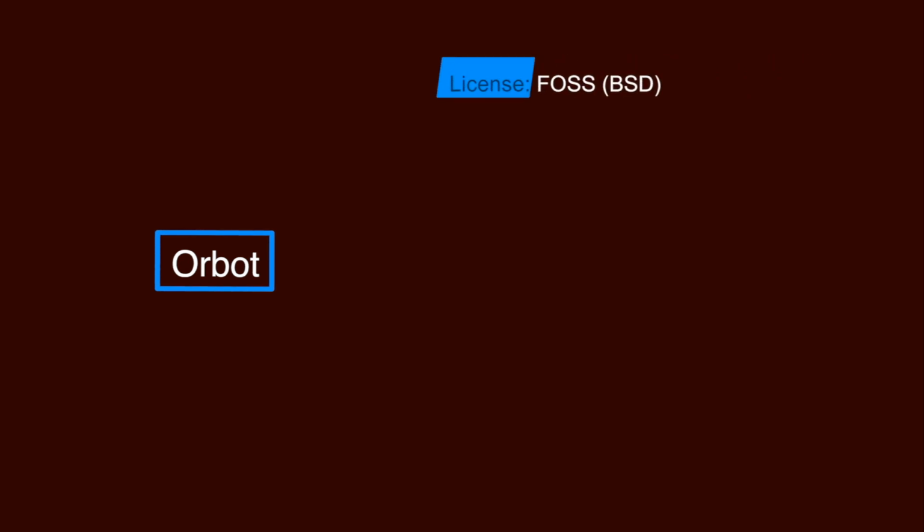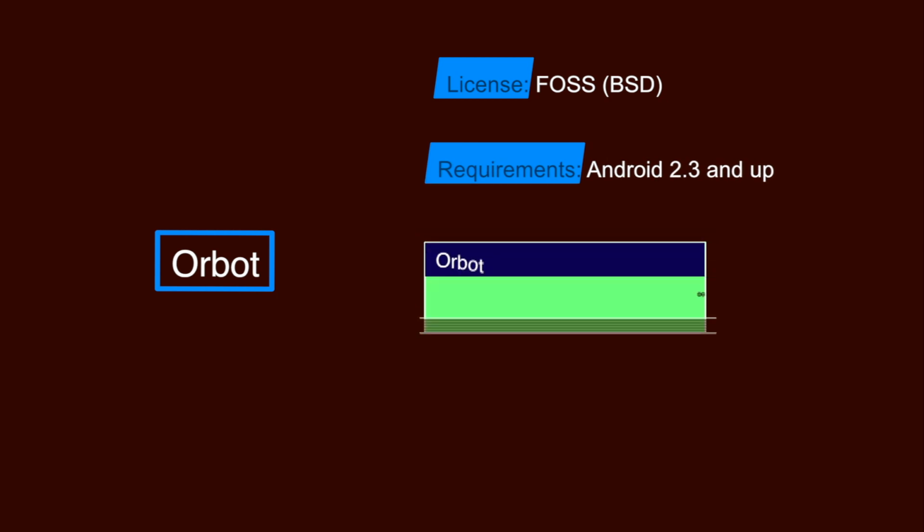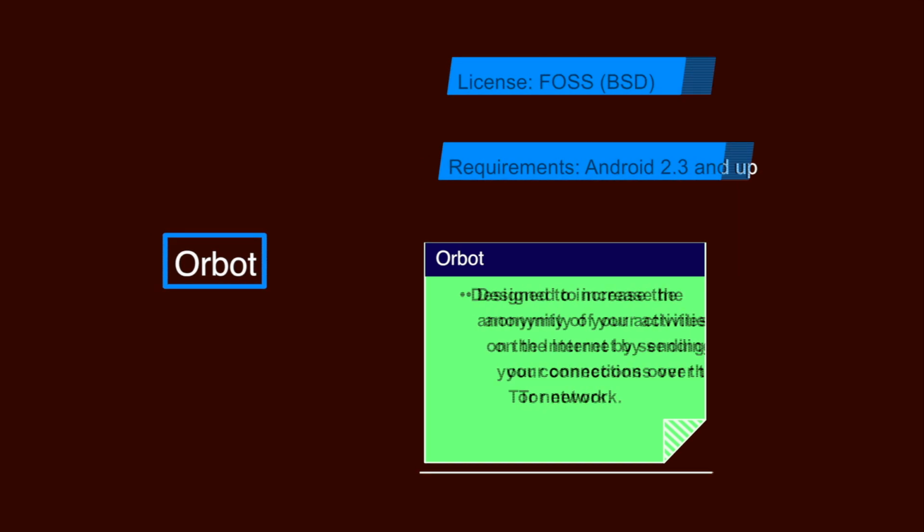Orbot. It is a FOSS software, and the requirements are Android 2.3 and upper versions. It is an app that is designed to increase the anonymity of your activities on the internet by sending your connections over the Tor network.